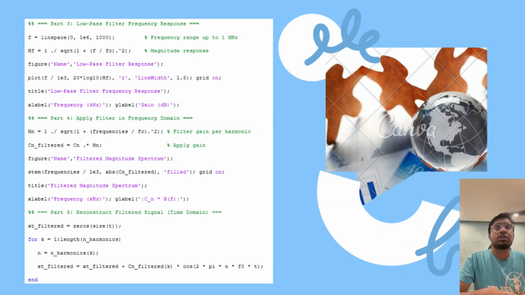For part 3, which is the low-pass filter frequency response, f equals linspace 0 to 1e6 is the frequency vector from 0 to 1 megahertz. Fc equals 520e3 is the cutoff frequency, which is 520 kilohertz. Hf equals 1 over the first-order low-pass filter formula.